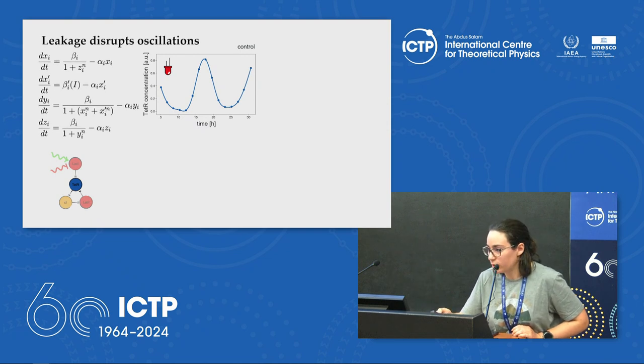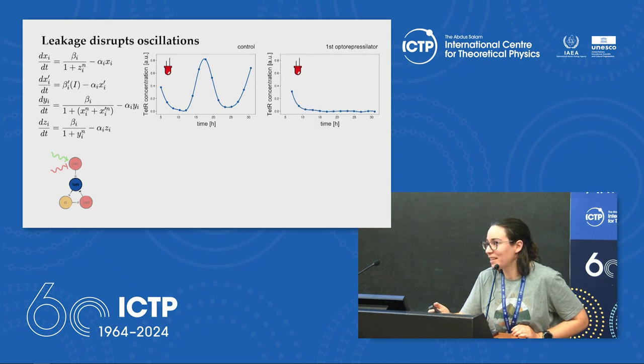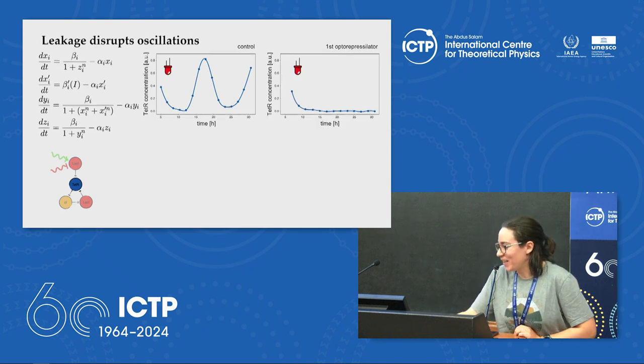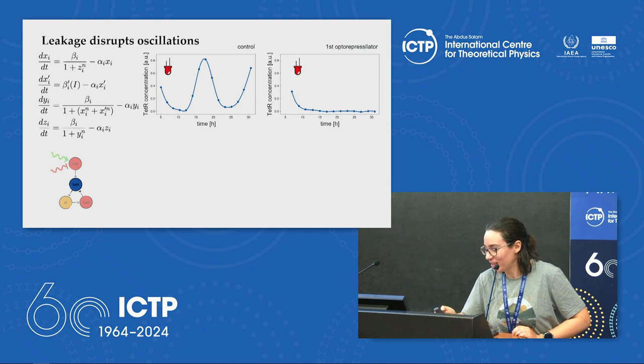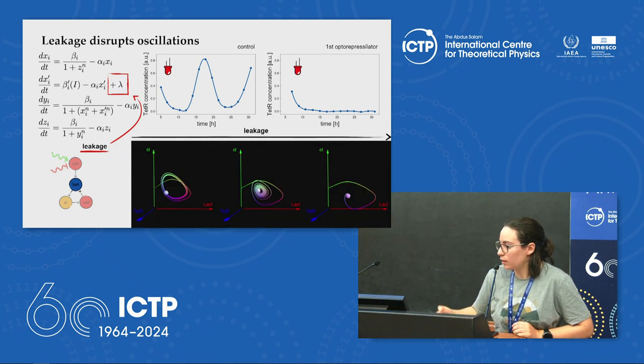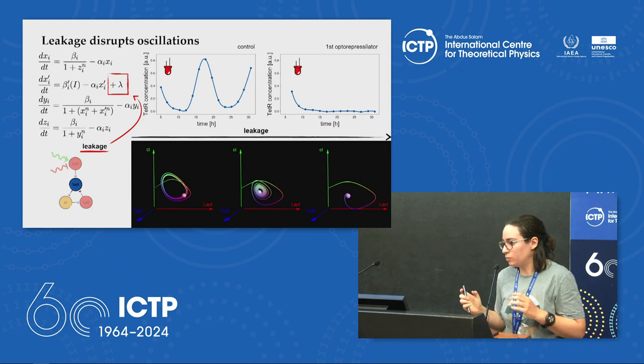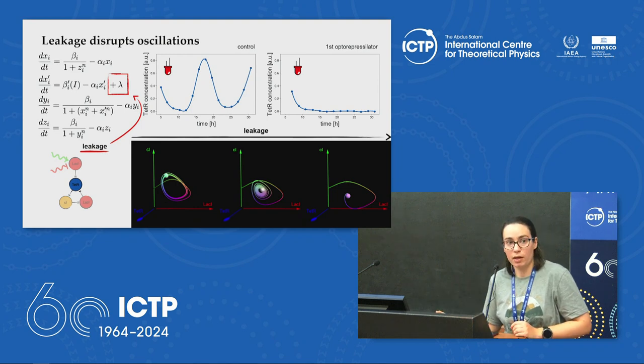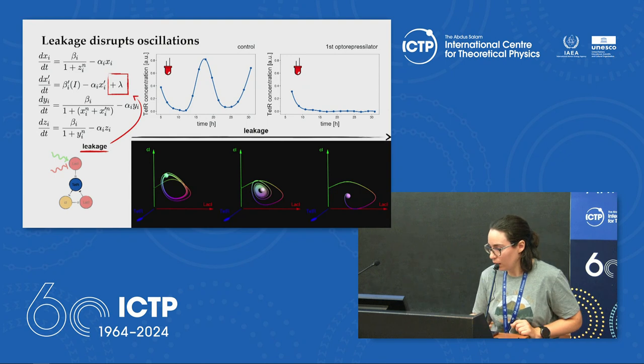What we got at the first try was this, which is a bit depressing as a PhD student. It turns out we forgot this parameter, which is the promoter leakage, meaning that even in ideally complete repression, there is still a certain level of protein production. And the leakage means that the limit cycle of the oscillator gets first decreased and then eventually broken, as you can see in this case.